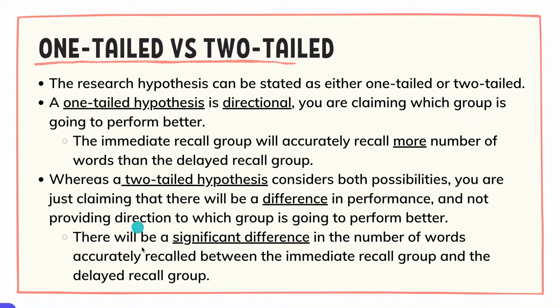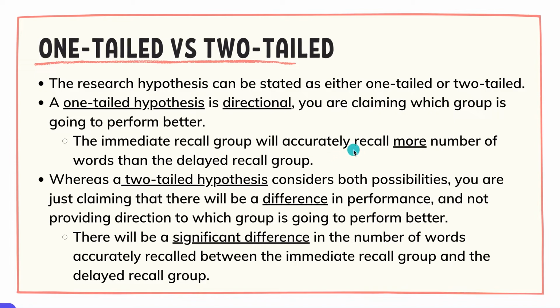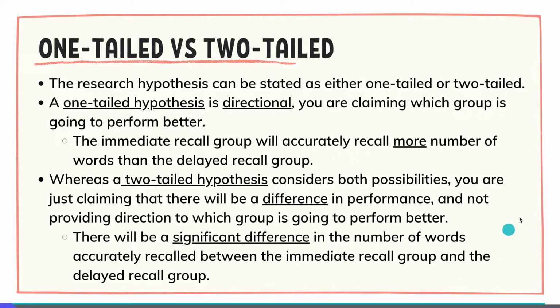And here is an example of that. Two-tailed hypothesis: there will be a significant difference in the number of words accurately recalled between the immediate recall group and the delayed recall group. So again, you can state it either as one-tailed or two-tailed. That is your choice. Just make sure to keep this in mind while selecting your statistics.